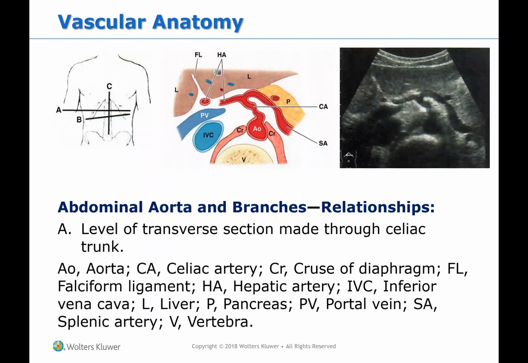So I'm going to let you look at this for a second. This is a transverse view. This is the level of the transverse section at the celiac axis. You can see it's A on this body here, so it's a cut straight there. This is what it looks like, not on ultrasound, but on a diagram. You can see the aorta, and then you can see the celiac axis coming up there, and then you can see it split. And this is what it looks like on ultrasound right next to it in black and white.